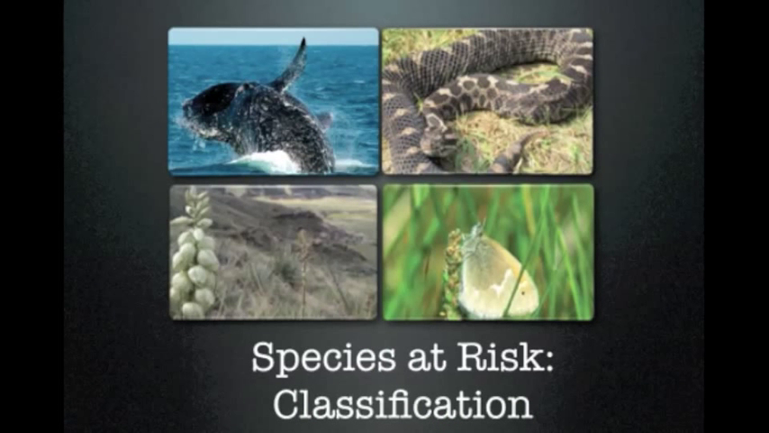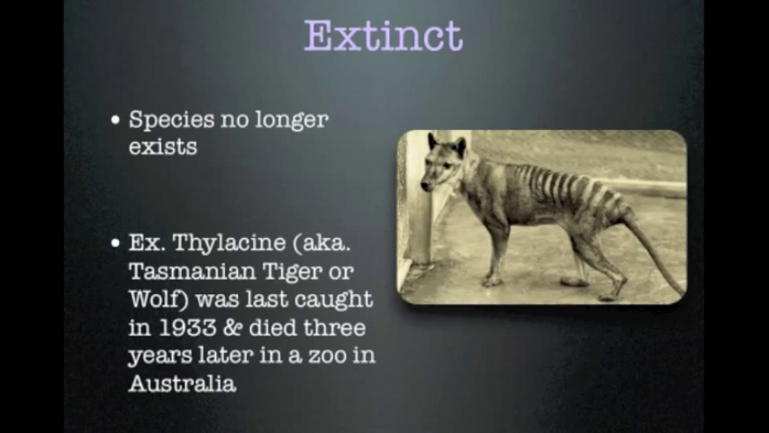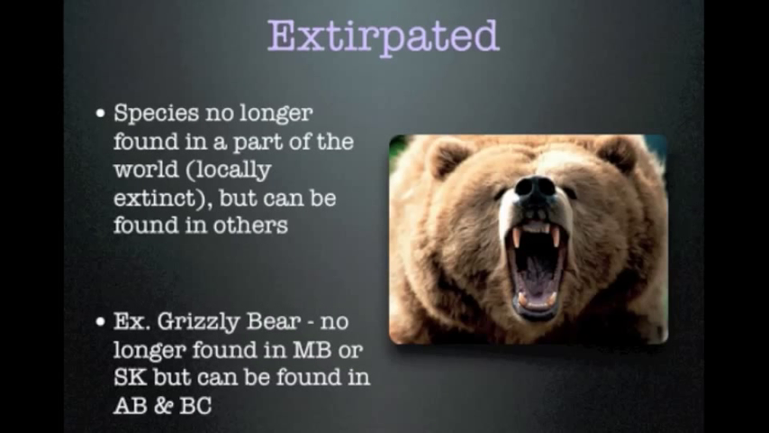The next thing we're going to go through would be different terms used to describe species at risk. The first would be extinct. Extinct species are those that no longer exist. For example, the thylacine, aka the Tasmanian tiger or wolf, was last caught in 1933 and died 3 years later in a zoo in Australia.